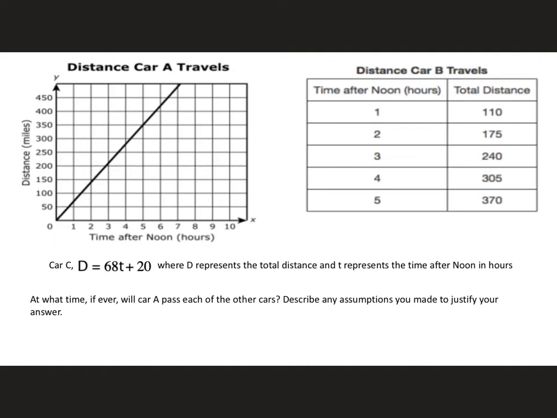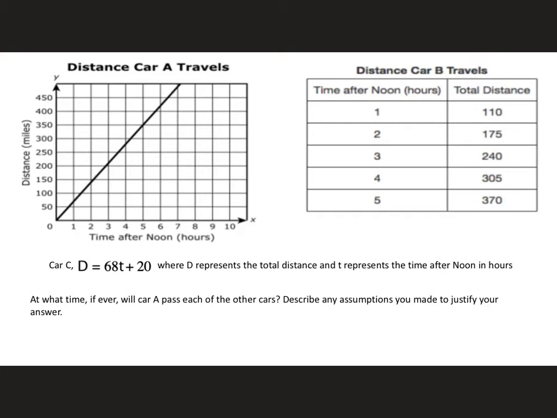So if we look here, we can see that for car A, we have a graph. Car A shows our time afternoon in hours and our distance in miles. For car B, we have a table. We have time afternoon in hours and distance in miles. And for car C, we have an equation where D represents the total distance and T represents the time afternoon in hours. So the question we are going to be answering is, at what time, if ever, will car A pass each of the other cars? Describe any assumptions you made to justify your answer.